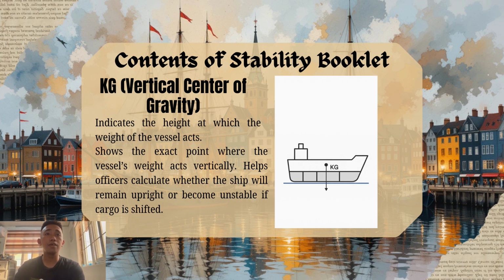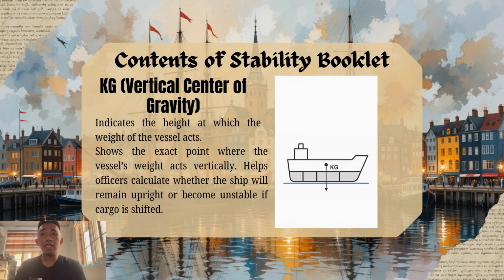KG, the vertical center of gravity, indicates the height at which the weight of the vessel acts. It shows the exact point where the vessel's weight acts vertically. It helps officers calculate whether the ship will remain upright or become unstable if cargo is shifted.